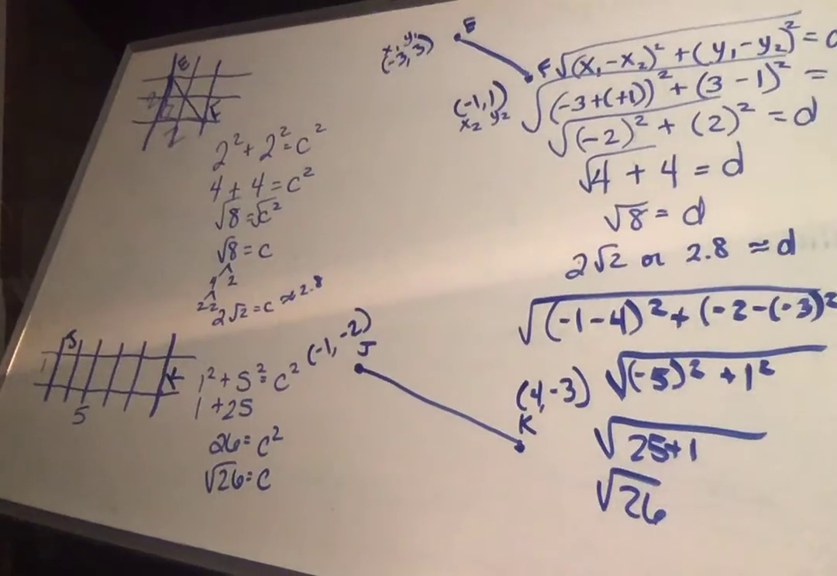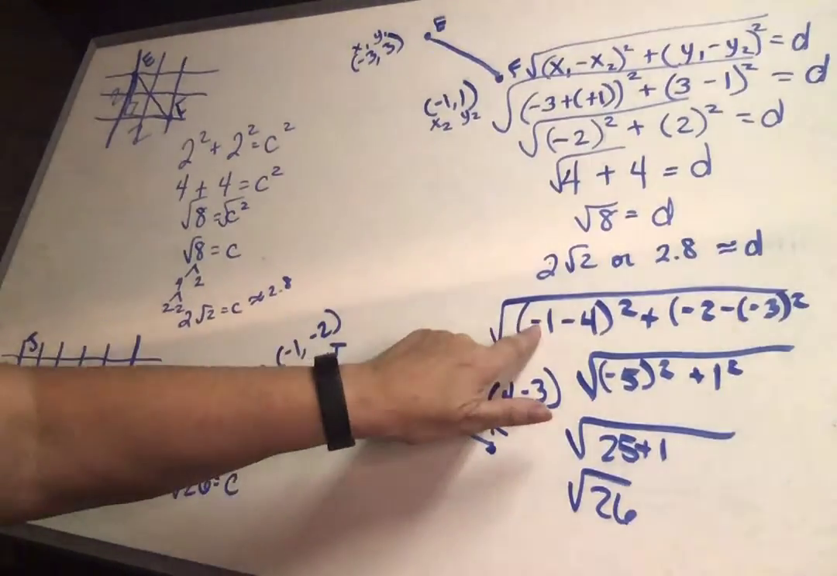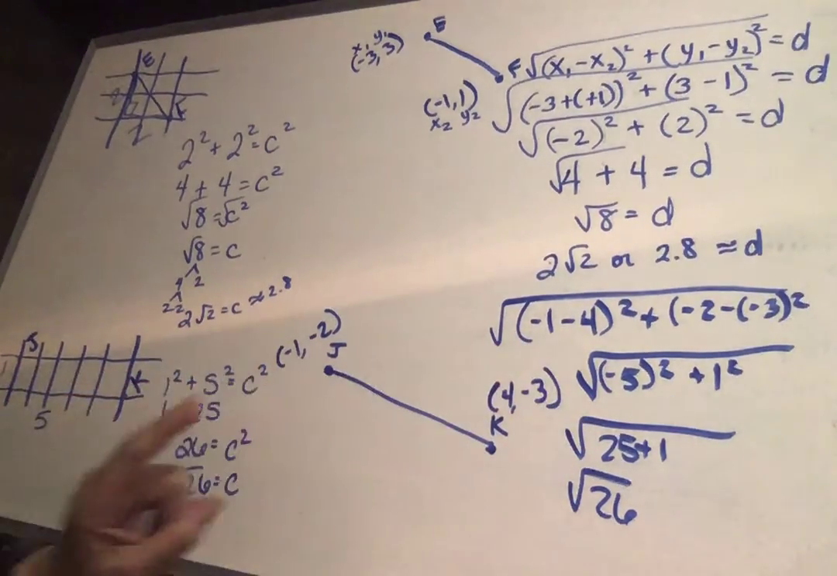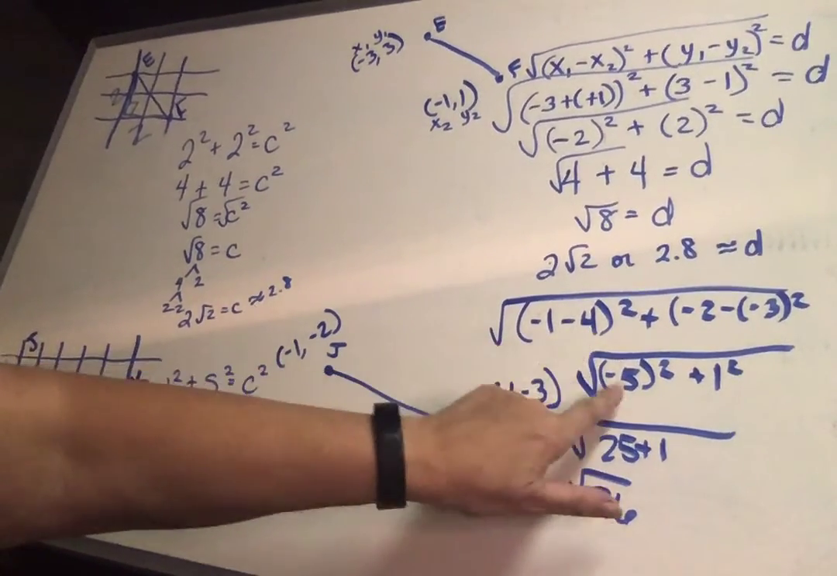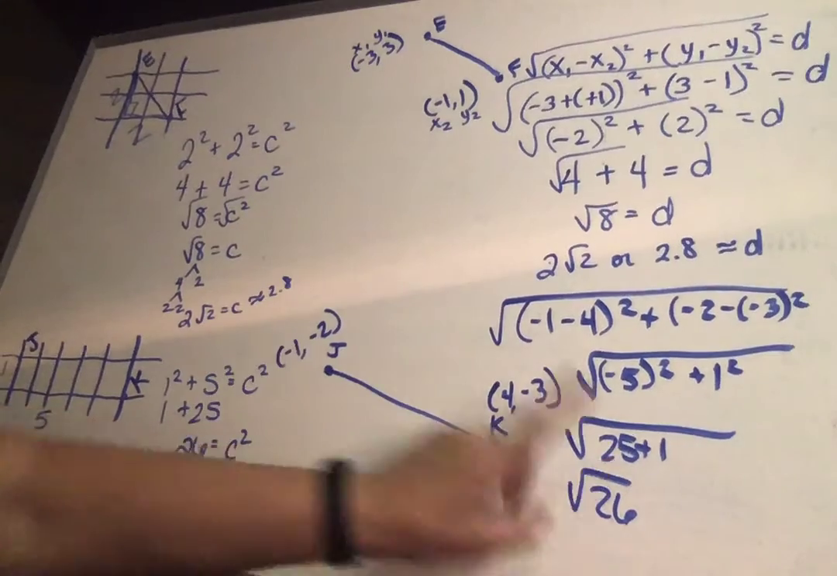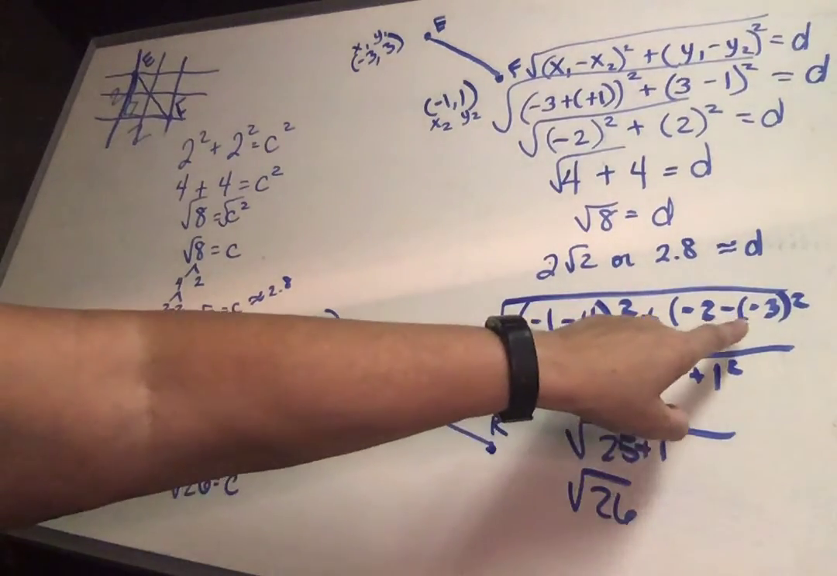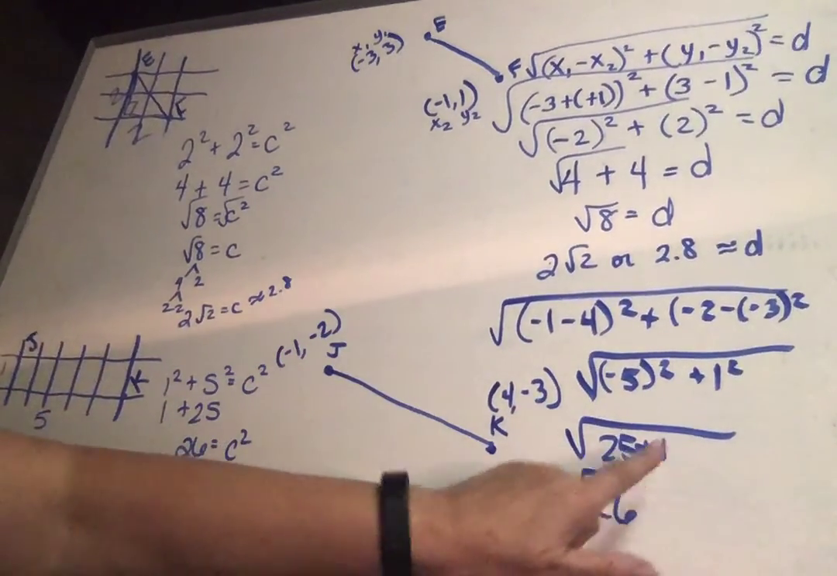Or taking the coordinates, the x's, -1 minus 4. -1 minus 4 is -5. -5 squared is 25. Or -2 minus a -3, which is plus 3, comes out 1. 1 squared is 1. 25 plus 1, square root of 26. So either way, you always come out with the same answer.